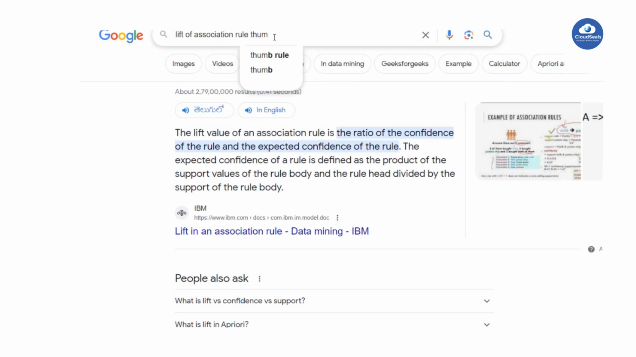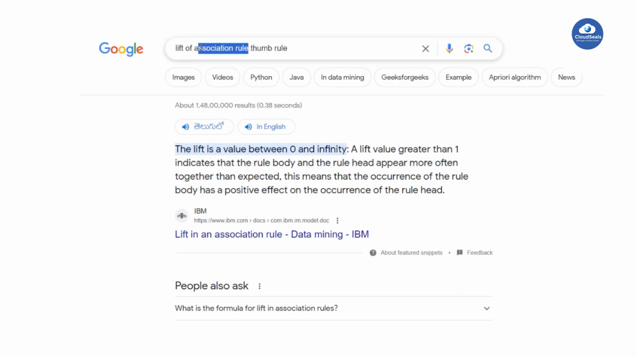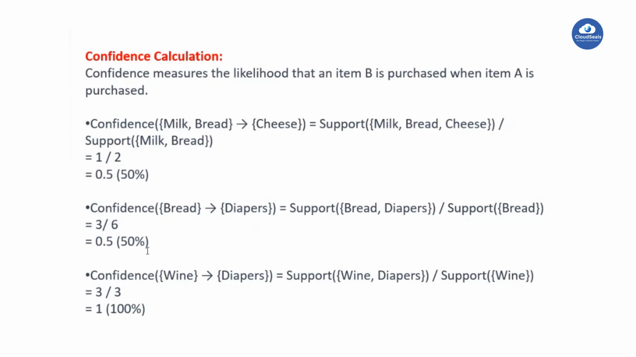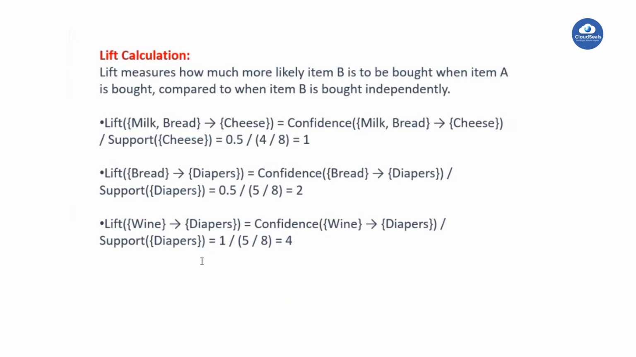Here we say a lift value greater than 1 indicates that the rule body and the rule head appear more often together than expected. That means we are expecting that combination to happen more. This means that occurrence of the rule body has a positive effect on the occurrence of the rule head. For example, let's check with the confidence. These both have 50% confidence, but this is 100% confidence. Whichever association rule has the high confidence will get the high lift value.